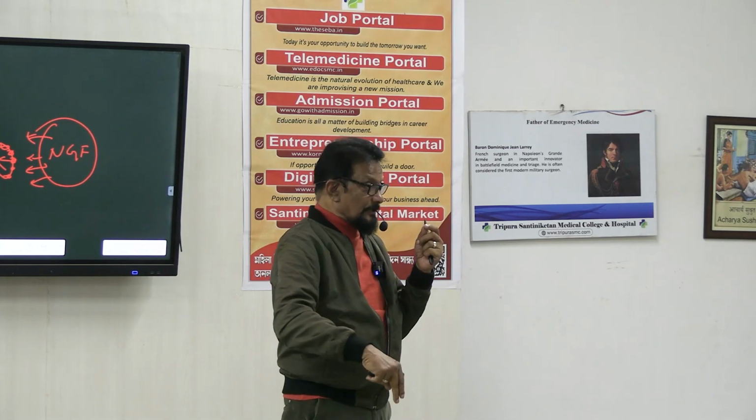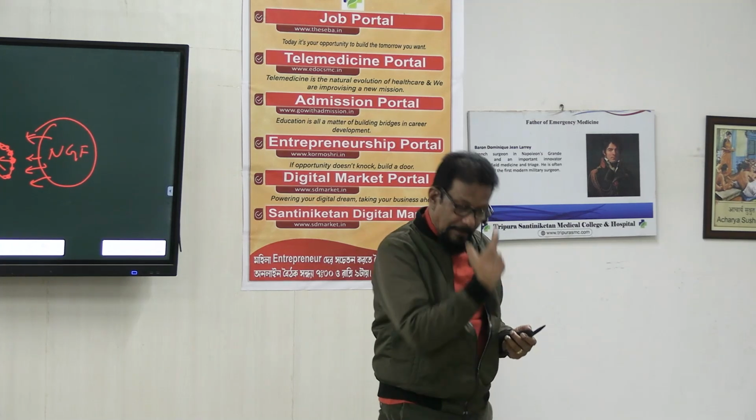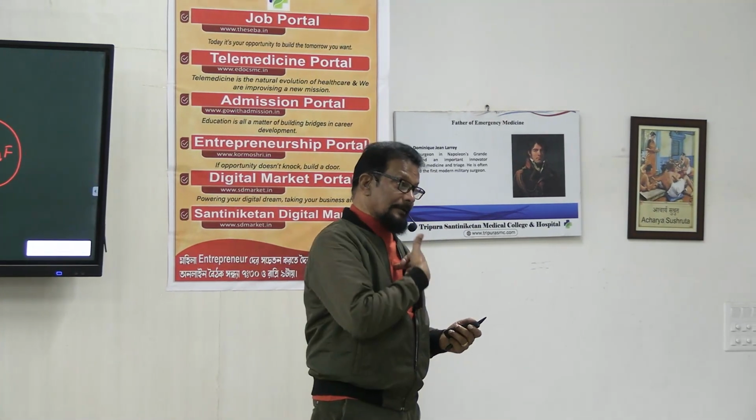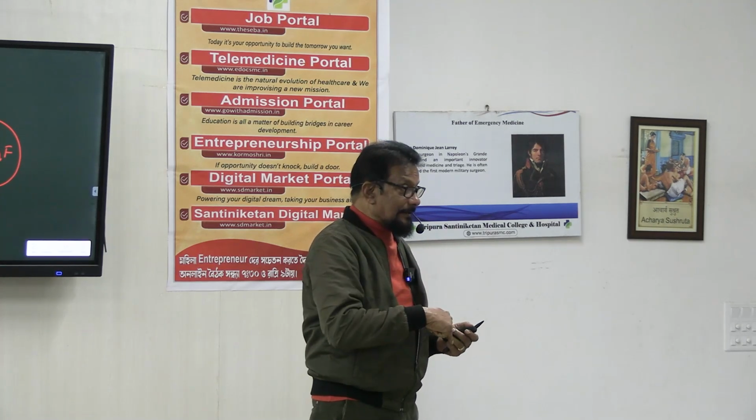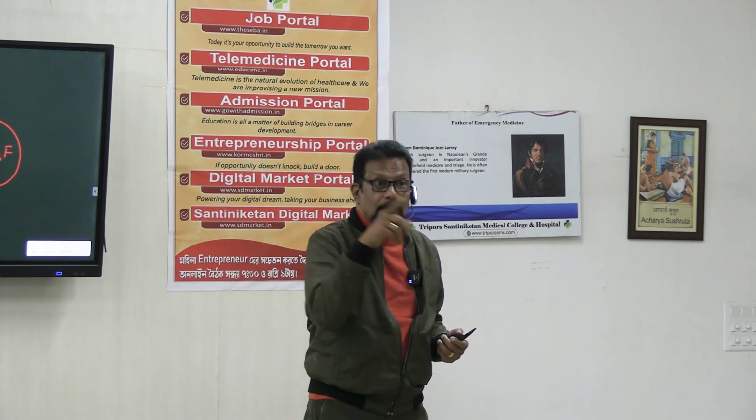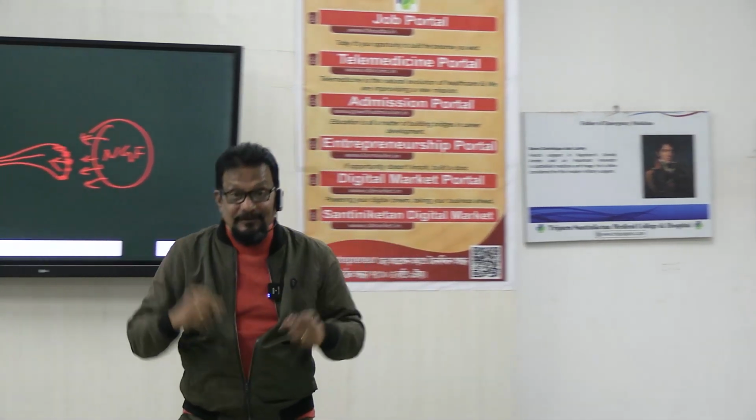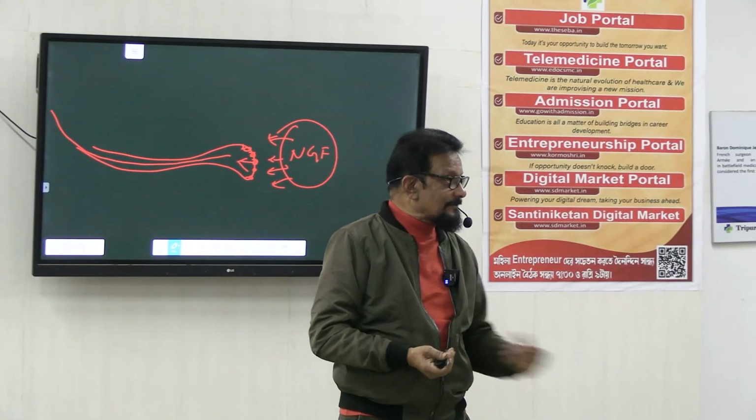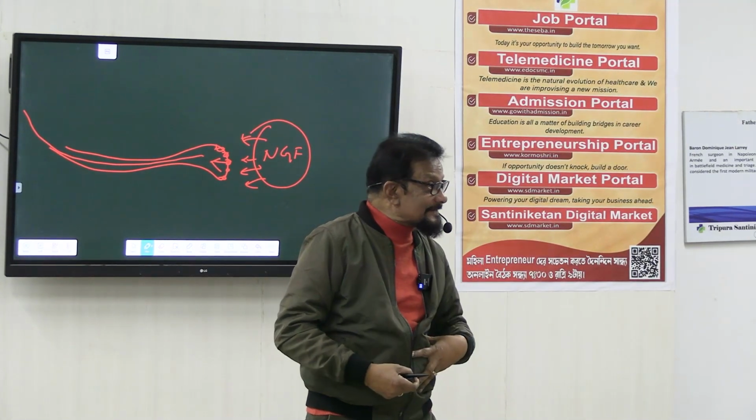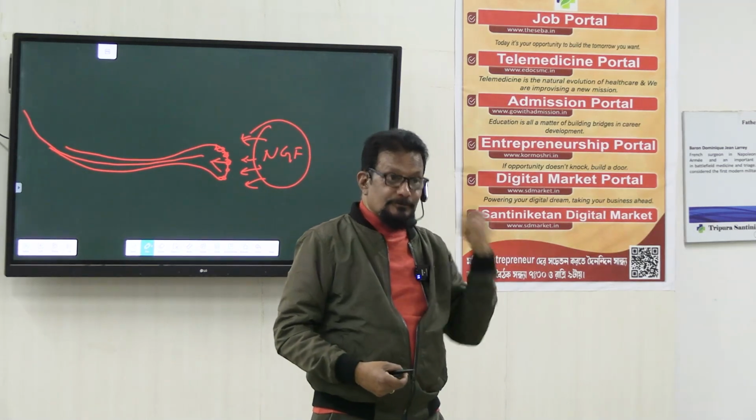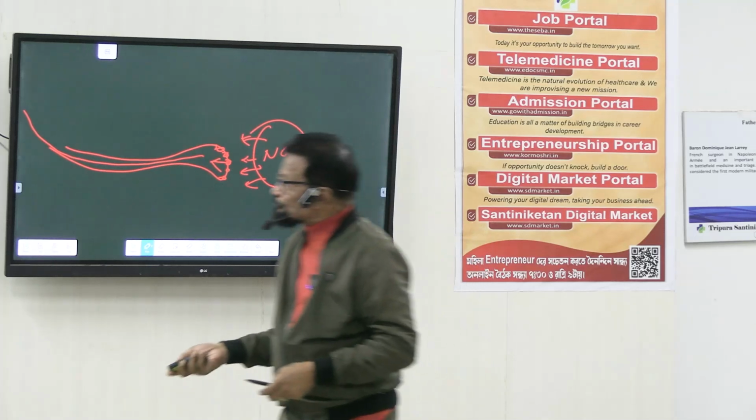So these are the distribution. Distribution means some will be carrying impulses from the periphery to the brain, the center, and some will carry impulses from the center to the effector organs. What are the effector organs? Muscles, glands, gastric glands, salivary glands, hormonal glands. So these are the effector organs.